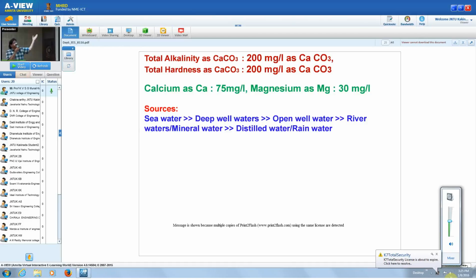Then total alkalinity as CaCO3 is 200 mg per liter. Hardness is also 200 mg per liter. Calcium 75, magnesium 30. These are the standards you will anyhow remember. When it comes to hardness also, just like salinity, the same formula applies. In seawater it is very high. In deep well water it is very high but less than seawater. In open well it is less than that. In river waters it is very low, and in distilled water it is nil. Hardness may be nil for boiler waters. Next please.